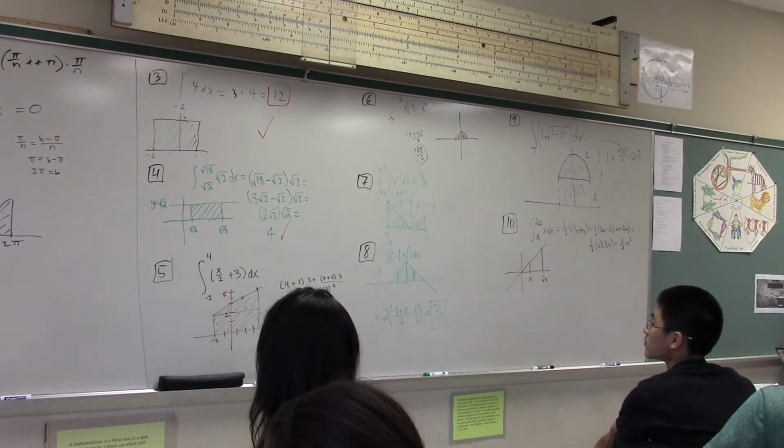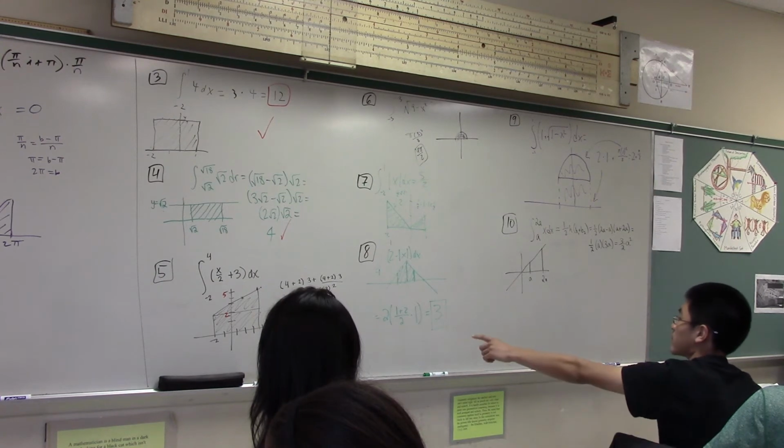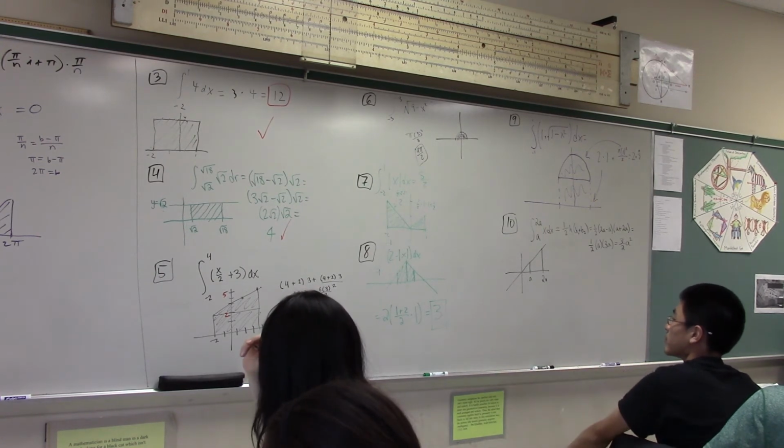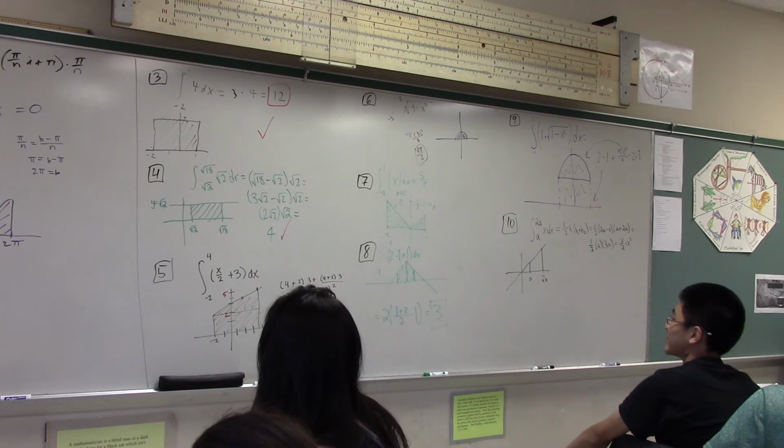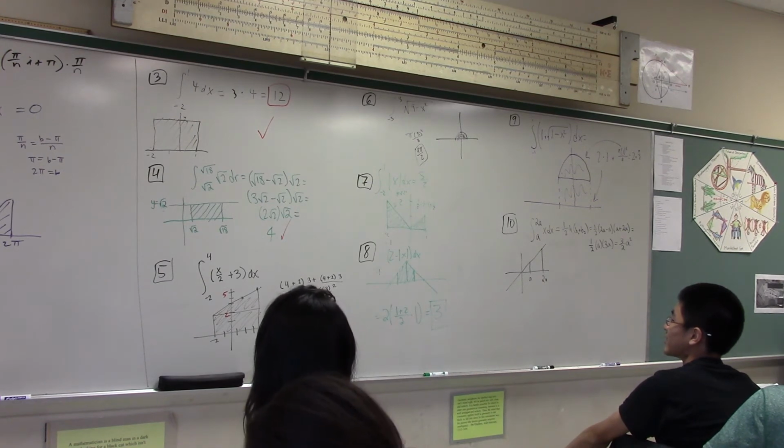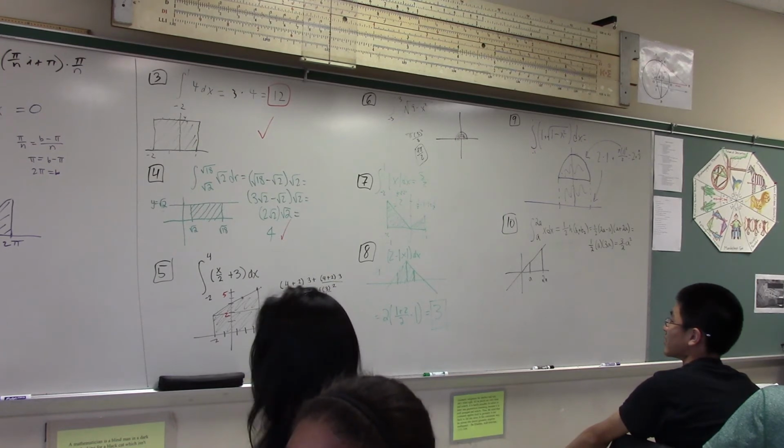This person did it as a rectangle plus a triangle. You could also do it as a trapezoid. Is that the right answer? No. Oh, what happened? Bad geometry? 6 times 2 is 12. Oh yeah. Isn't it height 2?